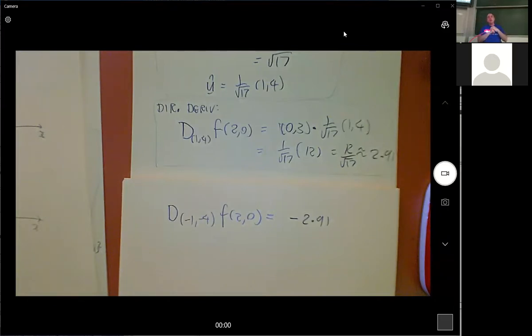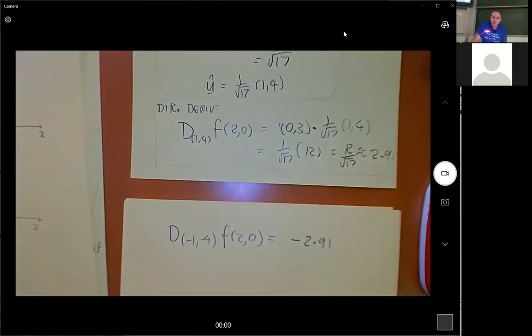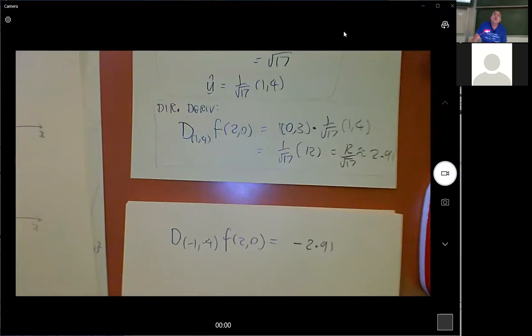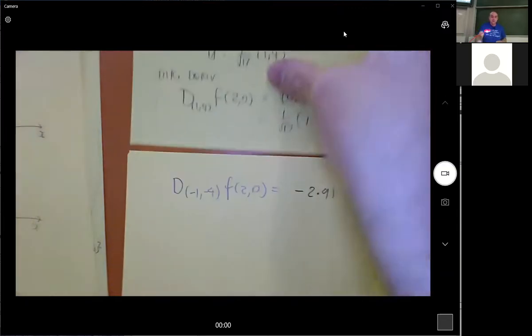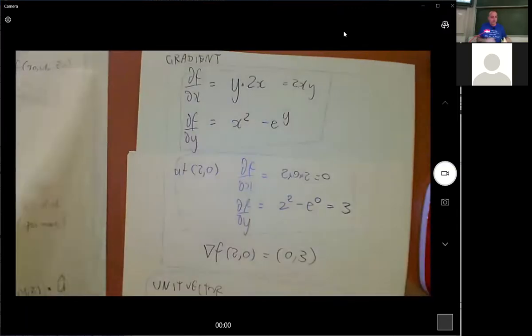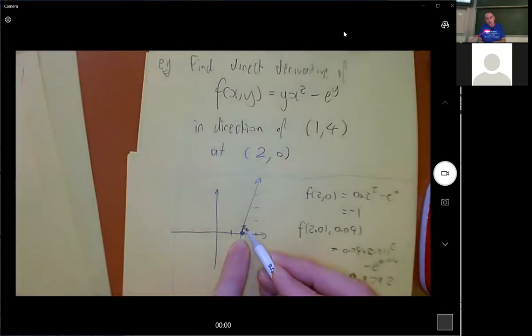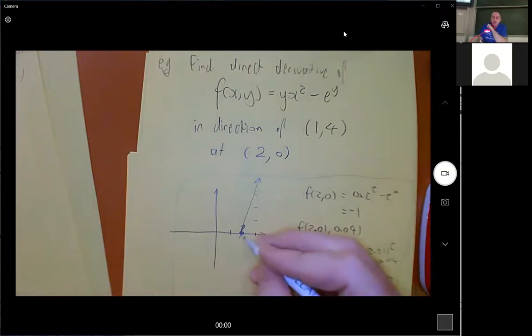I have another question. What direction should I go for my value of f to increase the quickest? That's an important question to ask. So here I am in this function here. If I'm at this point and I go in that direction, the directional derivative is 2.9. And if I go in this direction, it's minus 2.9.